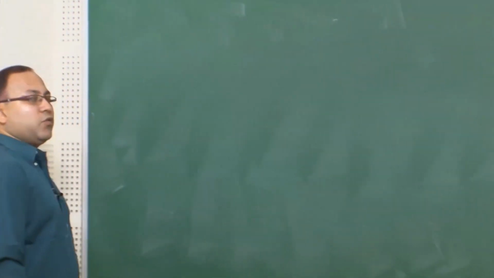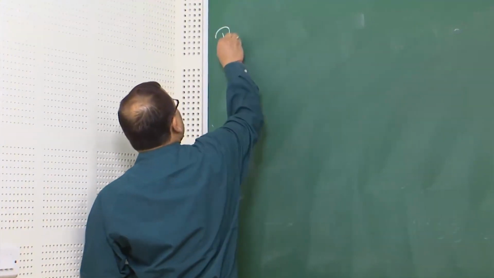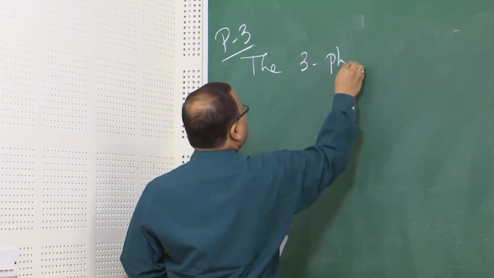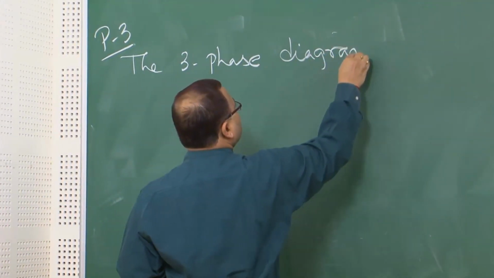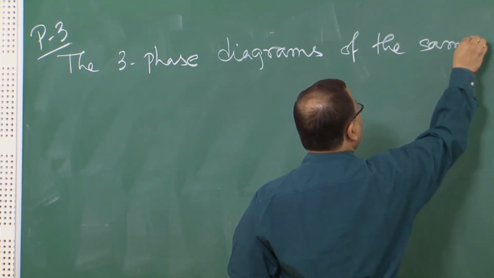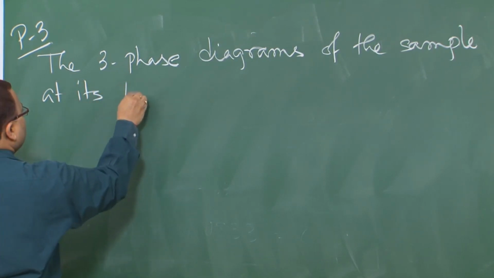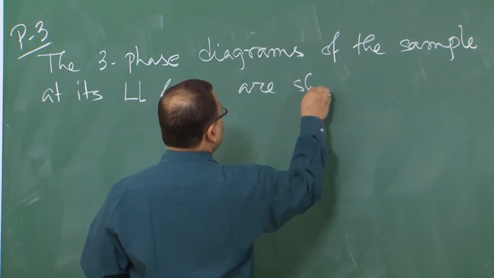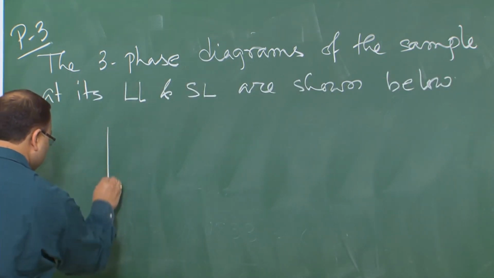We will solve this problem using our basic definition, that is, the phase diagram. Problem 3: the phase diagrams of the sample at its liquid limit and shrinkage limit are shown below. Okay, let us draw that.